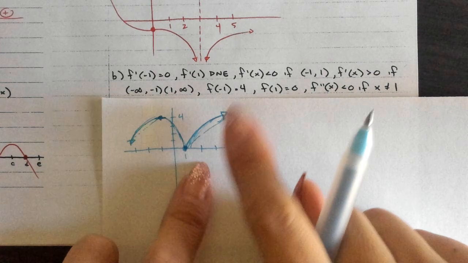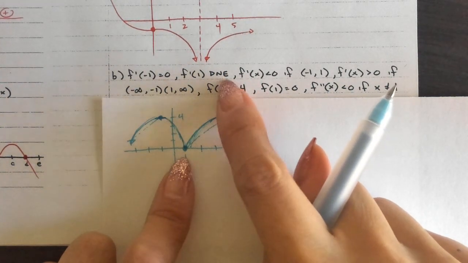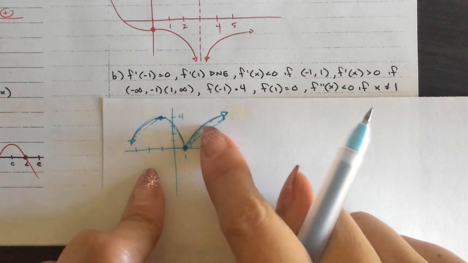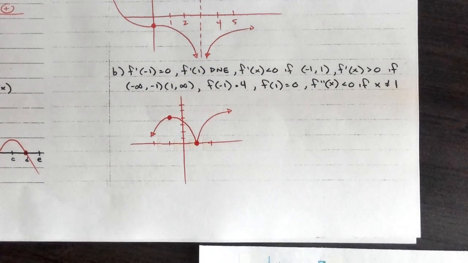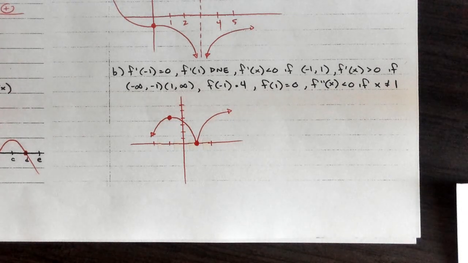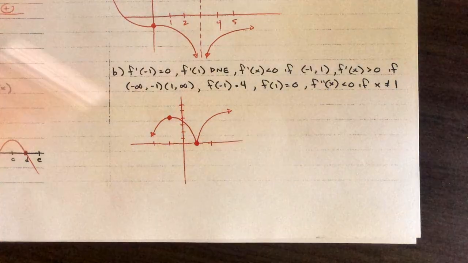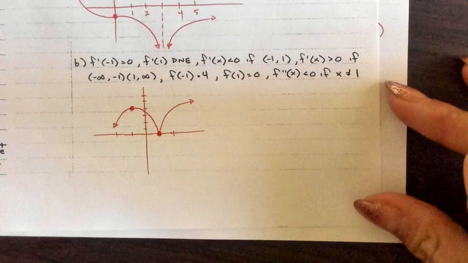Everything's concave down. This makes sense. I didn't cross this off. This makes sense because it does not exist, right? That's like a cusp issue. It looks like a cusp. Okay, so let me see. Yeah, it looks something like that. There we go. Love those. Guys, I love those. Okay.